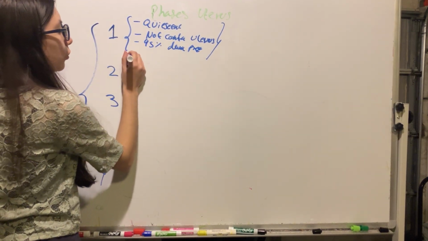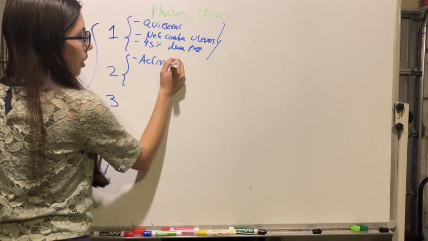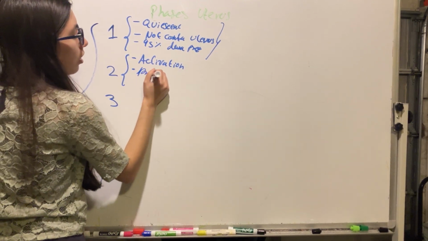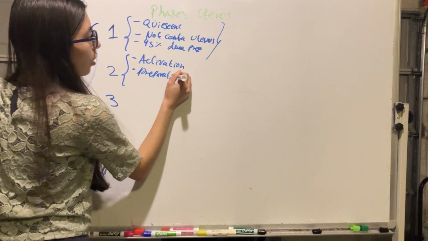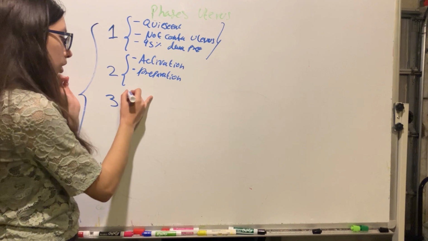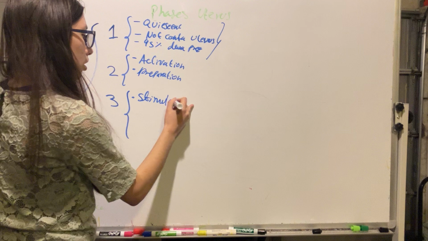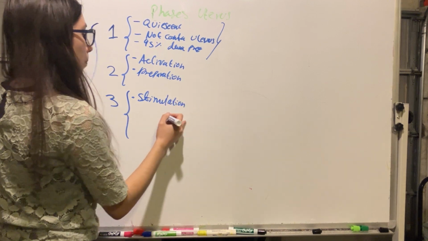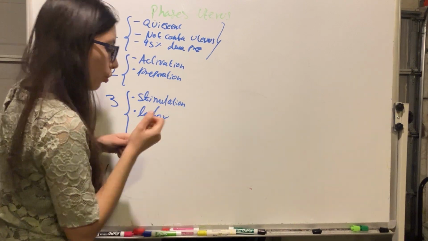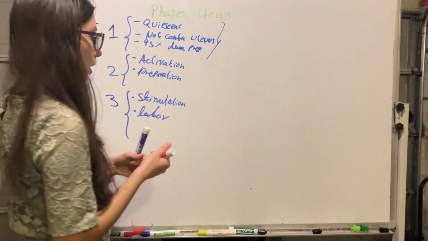And then we have phase 2 of the uterus, which is called the activation phase. The activation phase is when we have preparation of the uterus for the actual labor. So phase 3 is called the stimulation phase. And here, this is the actual labor. So here we have the 3 stages, sometimes called 4 stages of labor.